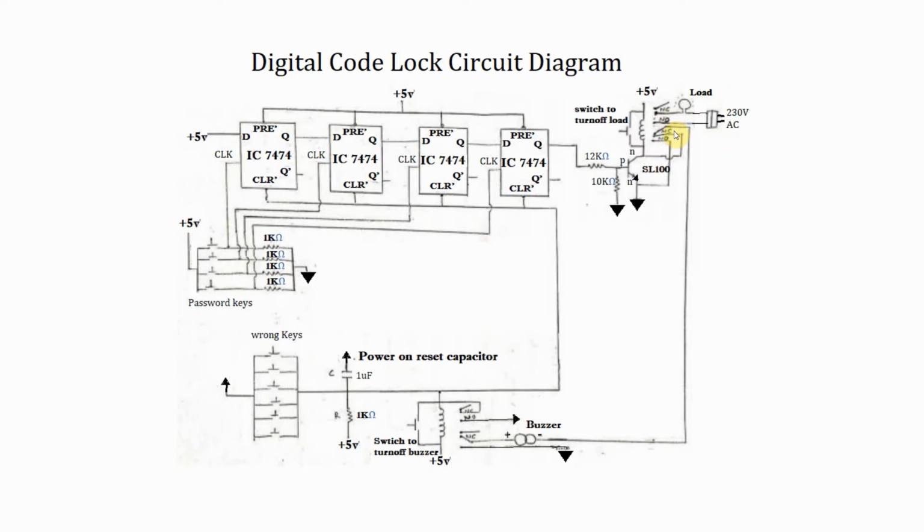Here, a DPDT relay is used and this setup is made to make sure that whenever the load is on, it isolates the relay circuit from the rest of the circuit. So, the load will not be affected by the number keys.